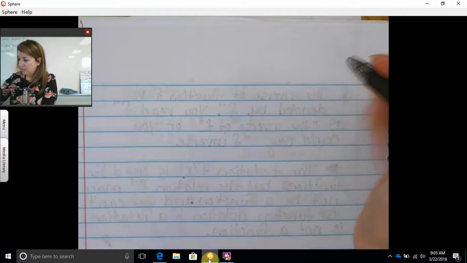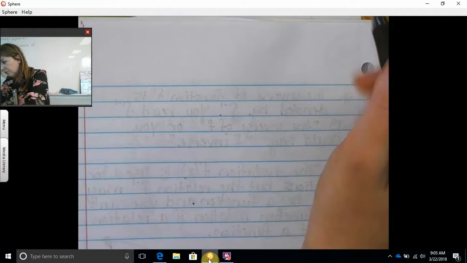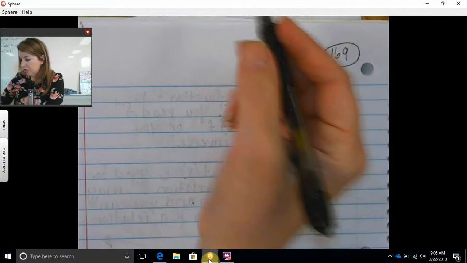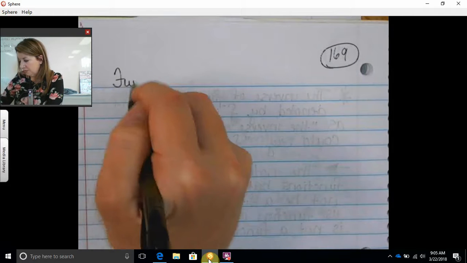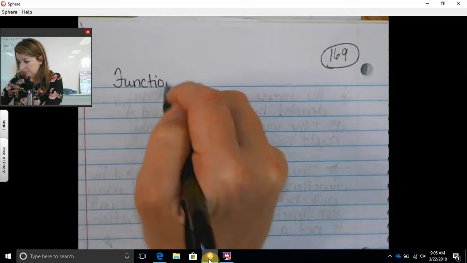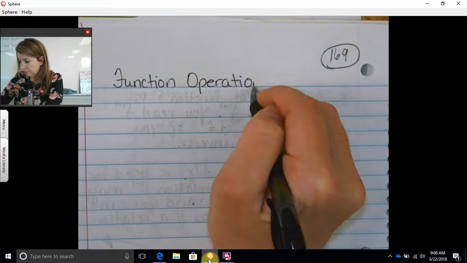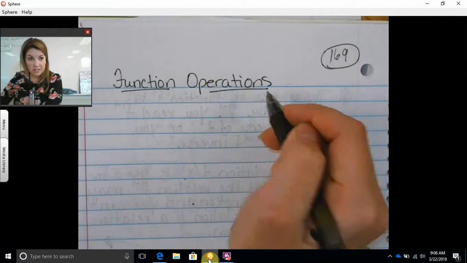Okay, this is page 169. And the title is Function Operations. Function operations.